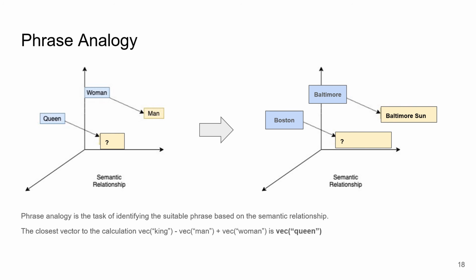The second evaluation is the phrase analogy test, where we want to identify the suitable phrase based on the semantic relation. This task is from the original word2vec paper, where we have the famous example: the closest vector to the calculation vector king minus vector man plus vector woman is vector queen. So we want to do the same task for compounds. So the closest vector to the calculation vector Baltimore-Sun minus vector Baltimore plus vector Boston is vector Boston-Globe.